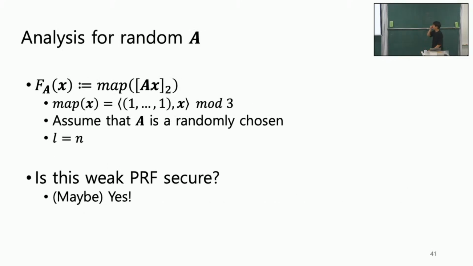So from these observations, we want to analyze the main candidate FA over X with randomly chosen matrix A, and our main question is: is this weak random function secure? And our answer is maybe yes.